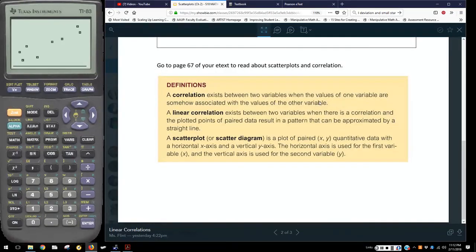These are some definitions that you're going to find in your book. Correlation exists between two variables when the values of one variable are somehow associated with the values of the other variable. A linear correlation exists between the variables when there is a correlation, and the plotted points of the paired data result in a graph that could be approximated by a straight line. I'm not talking about connecting the dots, just that a line would fit kind of through the middle of those points. A scatter plot or a scatter diagram is the plot of those paired data.